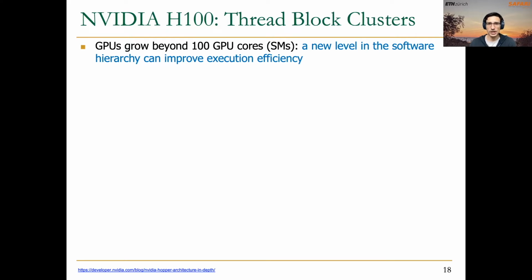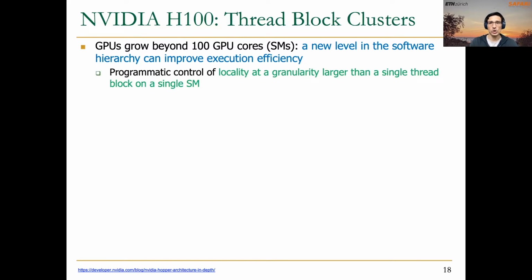So with such a large number of GPU cores, it might make sense to add one new level to the software hierarchy to improve execution efficiency. And this is going to provide programmers with control of locality at a granularity larger than a single thread block on a single SM.